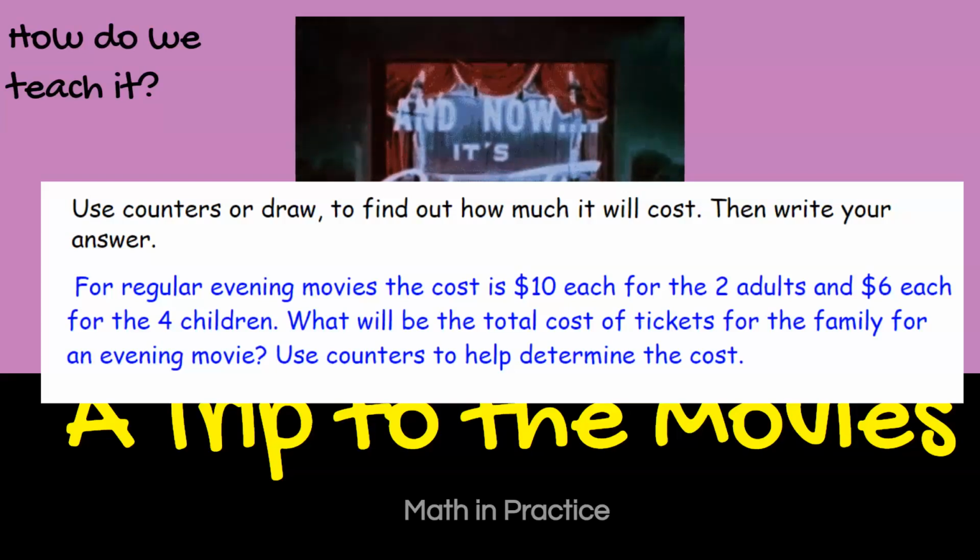For regular evening movies, the cost is $10 each for the 2 adults and $6 each for the 4 children. What will be the total cost of tickets for the family for an evening movie? Use counters to determine the cost. And so in this one, we do have a 2-digit number, but it's only for 2 adults, so they could just add 10 plus 10. However, they could also use place value blocks. This would be a great place to use the 10 rods and have 2 10 rods for the 2 adults, and then use the units 6, 6, 6, and 6 for each of the 4 children, and then put all the place value blocks together.